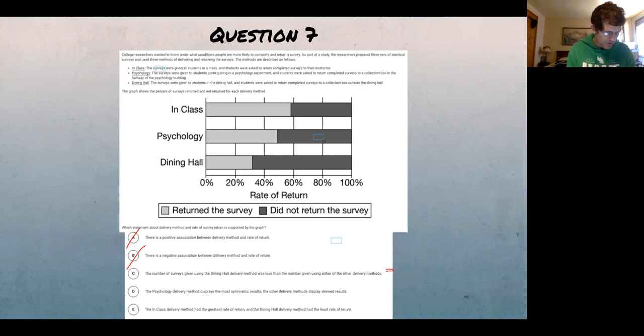Probably not true. The psychology delivery method displays the most symmetric results. The other delivery methods display skewed results. We only have skewed distributions whenever we have quantitative data. This is categorical. So that's not true. The in-class delivery method had the greatest rate of return, and the dining hall delivery method had the least. That's very clearly shown. All right, so there we are.